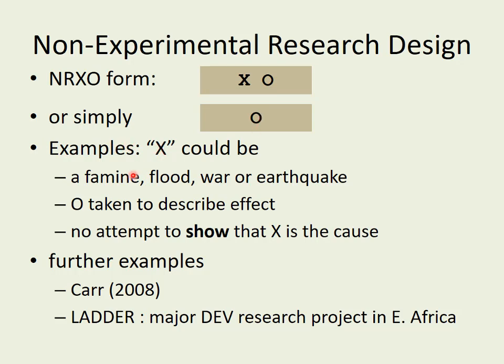Or simply if there's no particular intervention, for example, this could be the famine, flood, war, it is taken to describe the effect. So if you're measuring the impact on livelihoods after there's been an earthquake, you're not going to show, okay, the earthquake is the reason why these people are surviving in rubble. It's obvious. You're interested in describing that terrible situation accurately, rather than showing it's because of the earthquake. So it has got a definite place.